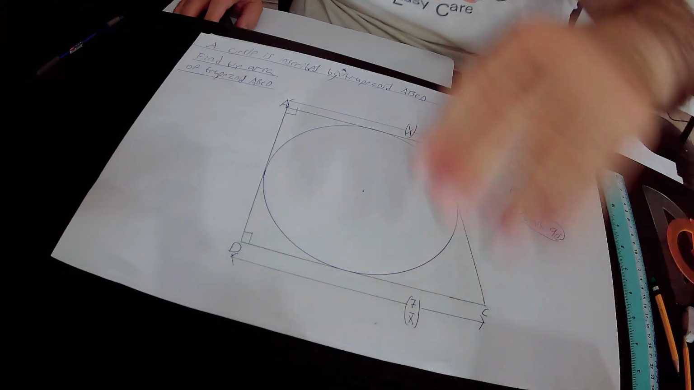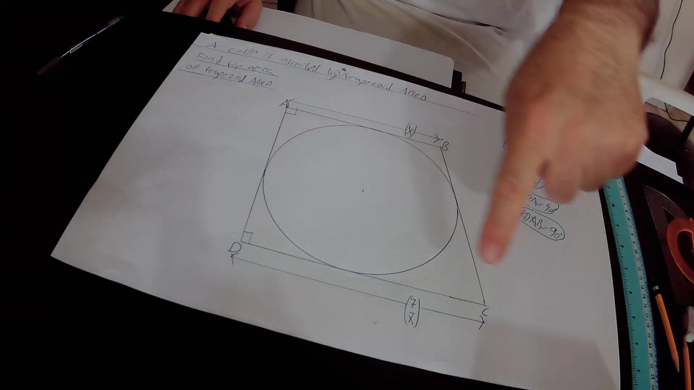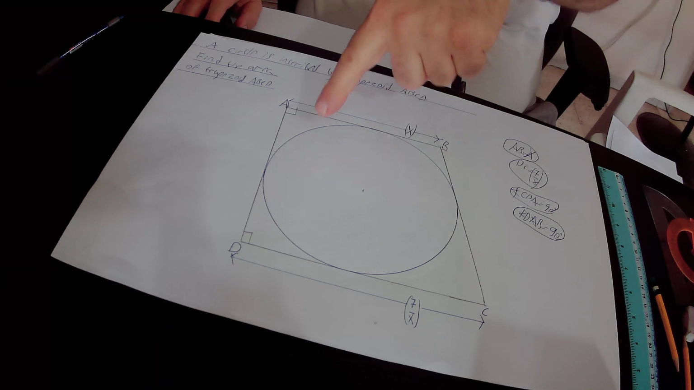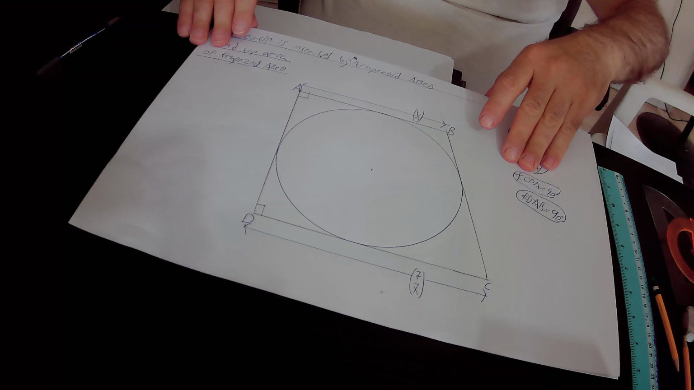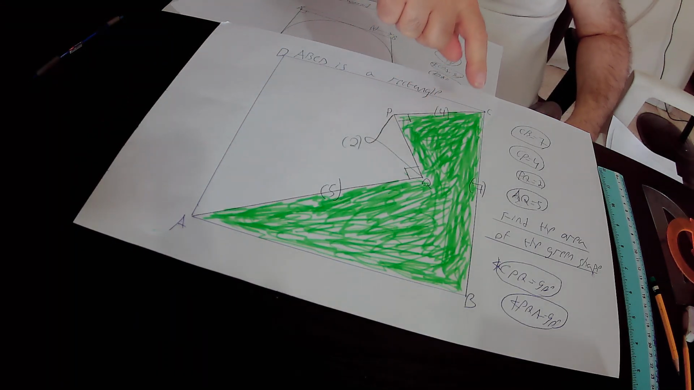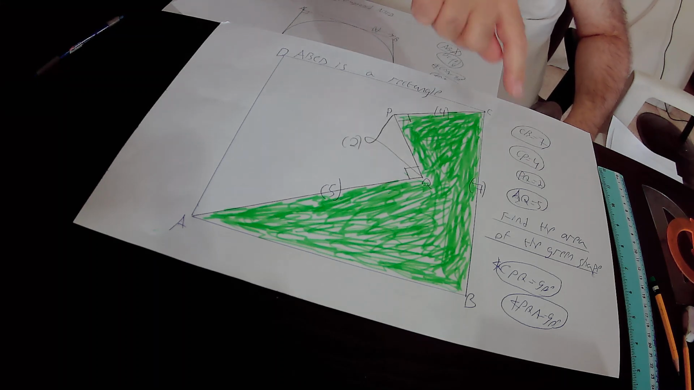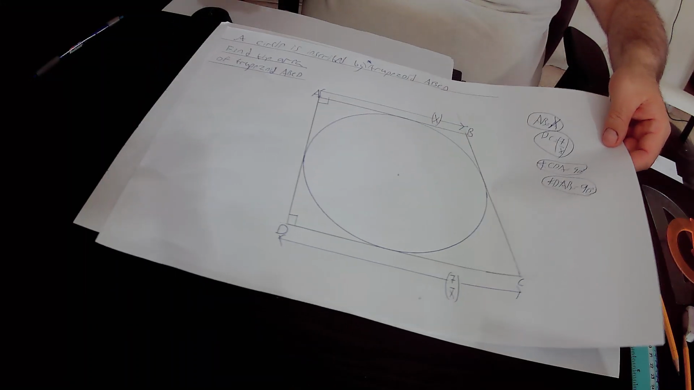Hello, in this lecture we will answer two questions. In the first question, we find the area of this trapezoid ABCD that blocks this circle. In the second question, we find the area of this green shape that is inside rectangle ABCD. So we'll start with the first question.